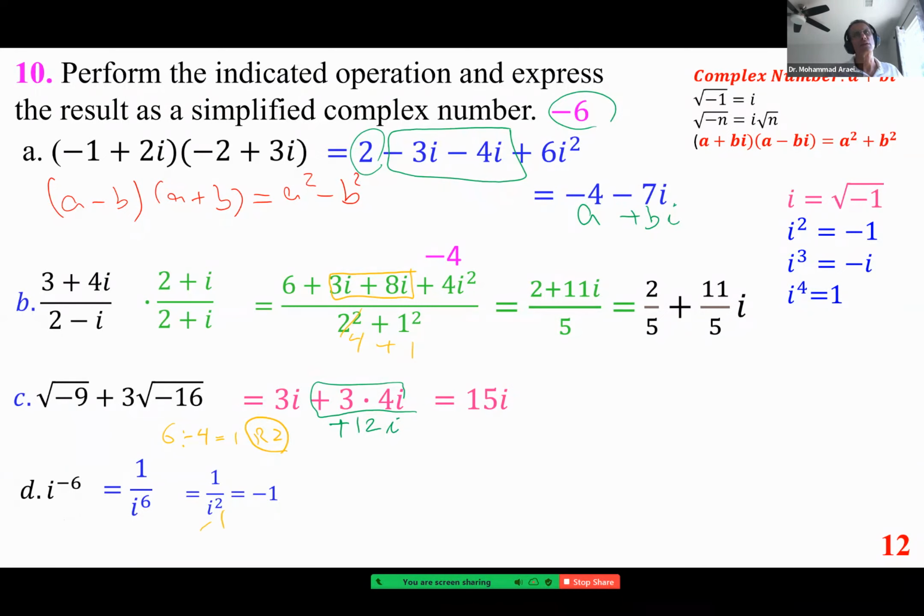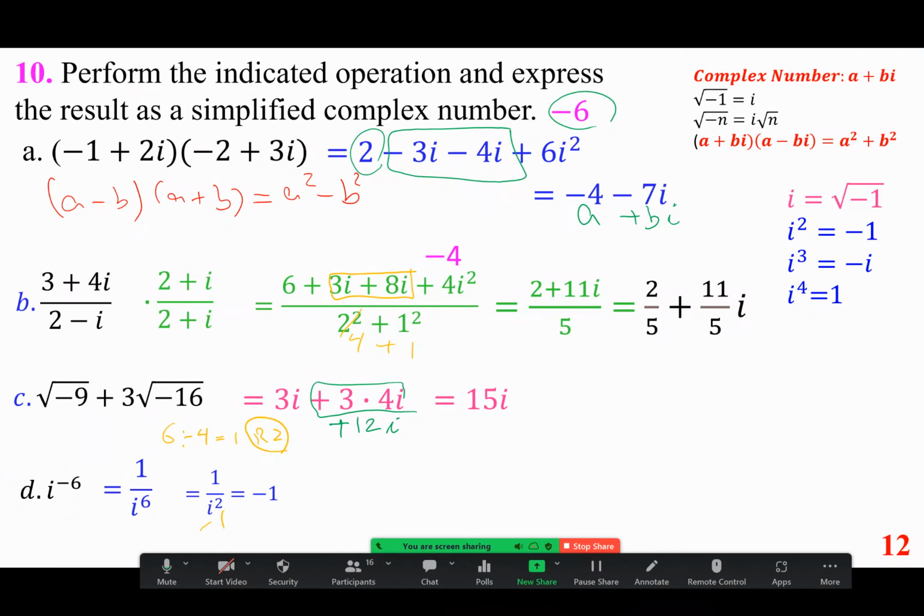This ratio is -1. To make sure we understand what's going on, I'd like to give you a couple more examples.